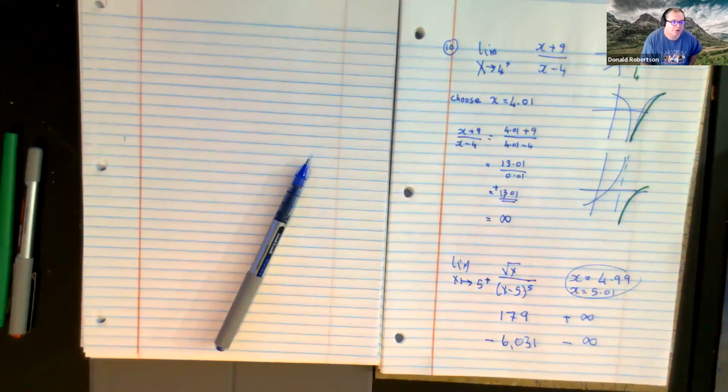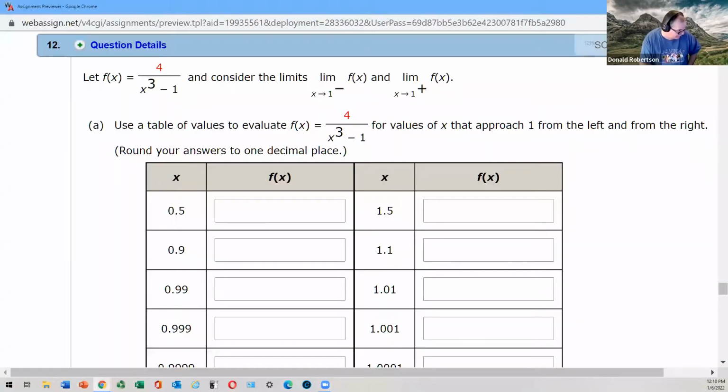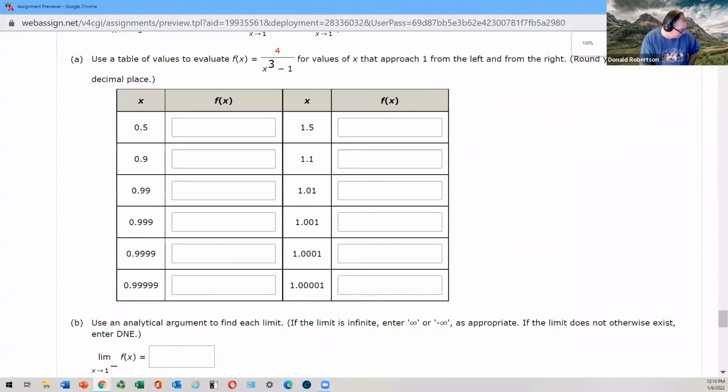I'm now going to go over and show you the next question using WebAssign, if I can. Darn it, I've got too many windows again. There we go. I'll have to shrink this one down to even have a fighting chance to see it. Here we go.